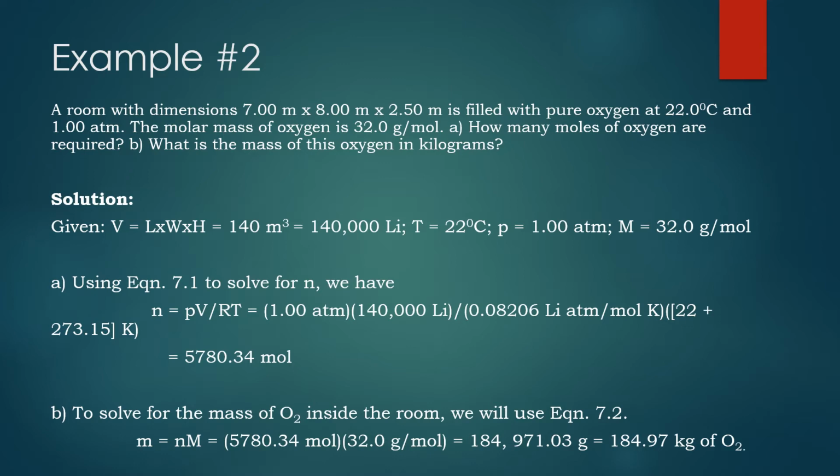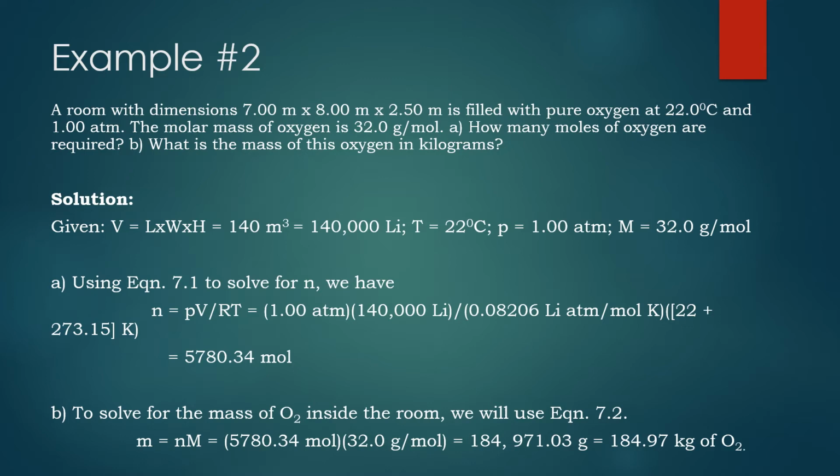Again, we have to identify the given to solve this problem. Our given are the volume of the room, which is equal to length times width times height, which is equal to 7 times 8 times 2.50, equal to 140 cubic meters, or 140,000 liters. The temperature, which is equal to 22 degrees Celsius, pressure equals 1 atmosphere, and the molar mass of oxygen, which is equal to 32 grams per mole.